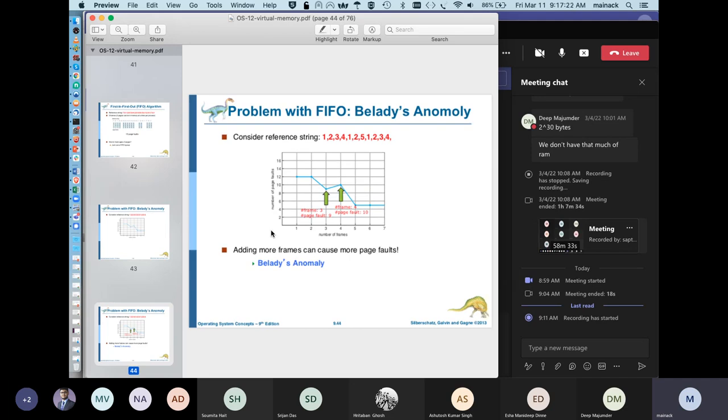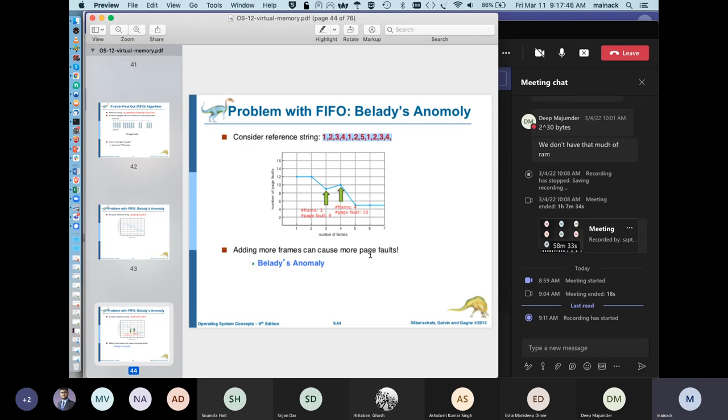When the number of frames is 3, for a particular reference string, that is, a particular sequence of virtual addresses, the number of page faults is 9. But when the number of frames is 4, that is, you increase the size of your RAM, the page faults increase. So adding more frames, increasing your RAM size, will cause more page faults.